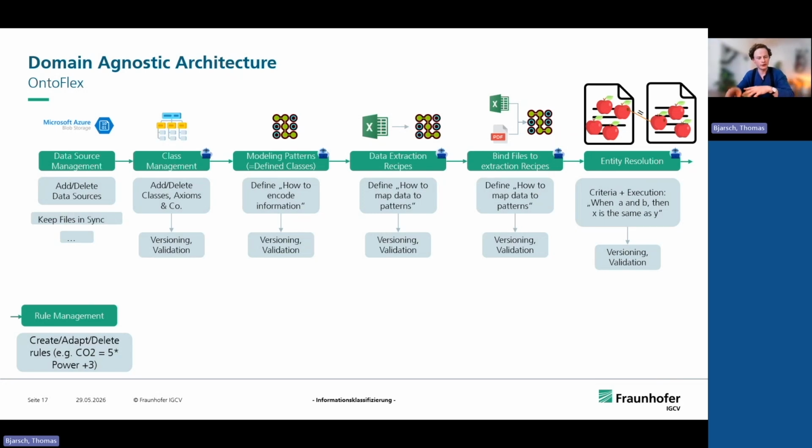So I want to write this rule down, and then it should be applied directly to the graph. So search all power instances of all machines, multiply it by 5 and add a 3, and add a new node: the CO2 of this process has been 10, for example. Also here, I want to have full versioning, full validation.